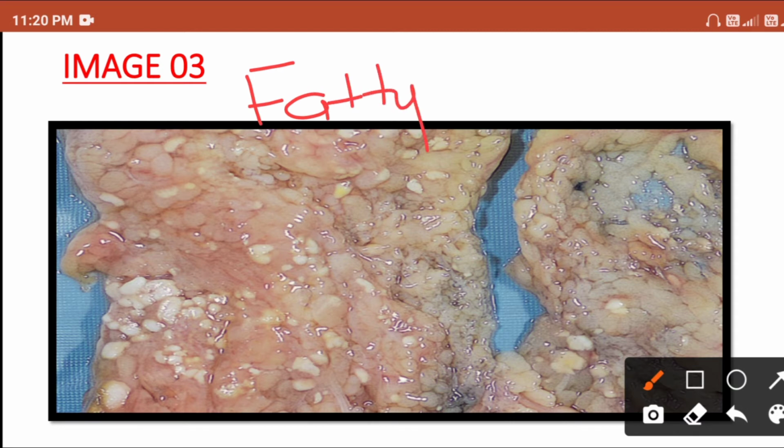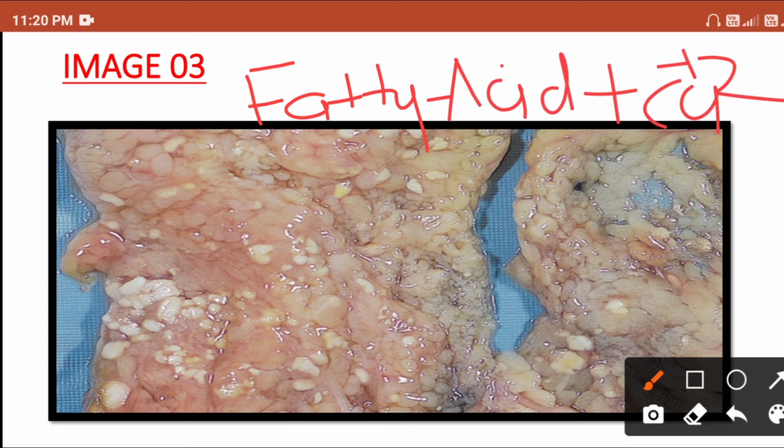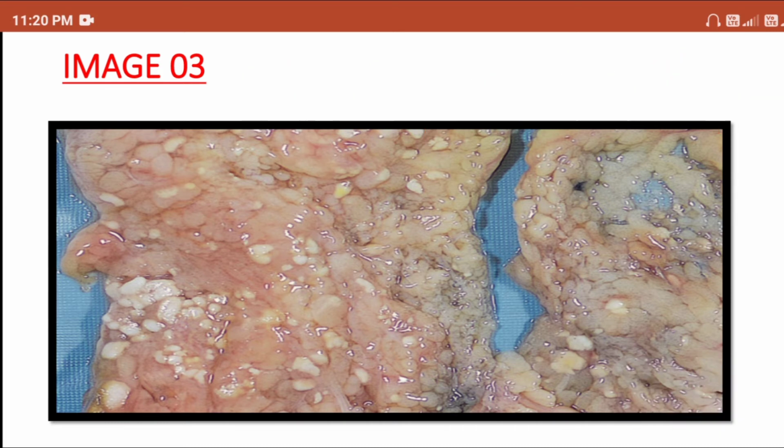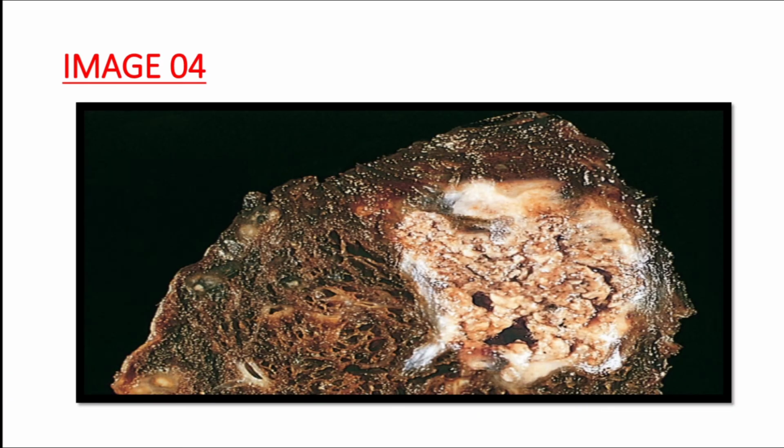Because of lipase action, the lipid will break into fatty acid, and this fatty acid will bind with calcium to form such chalky white deposits. So these chalky white deposits are characteristic of fatty necrosis. So this is the diagram of fatty necrosis. Very important MCQ. It can also be seen in the breast because it is also rich in fat.